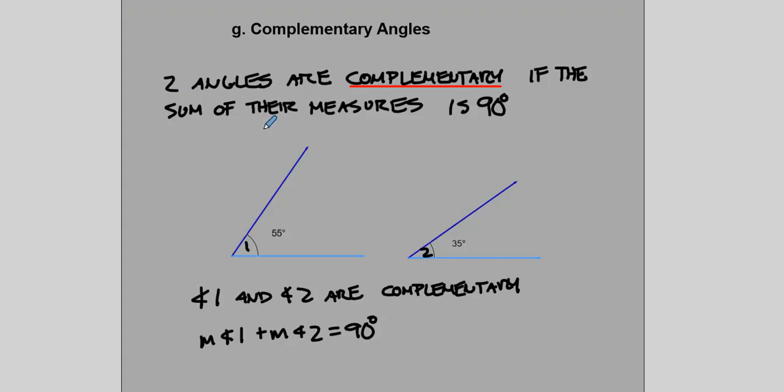So then complementary angles, two angles that are complementary if the sum of their measures is 90 degrees. So again, nothing about being adjacent to each other. But notice this angle is 55 degrees, this angle is 35 degrees. The sum of their measures will add up to, in this particular example, 55 degrees plus 35 degrees equals 90 degrees. So in fact, they are complementary.